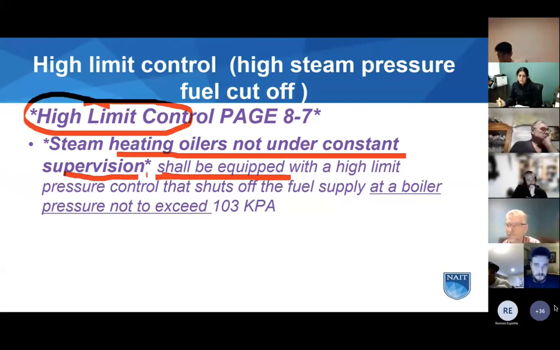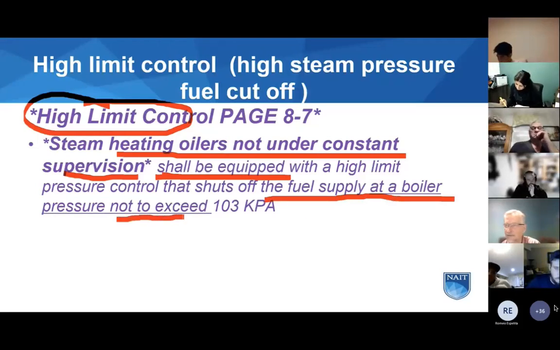High limit pressure control will shut off the fuel supply at the maximum allowed pressure for a heating boiler, which is 103 kPa, so about 15 psi.